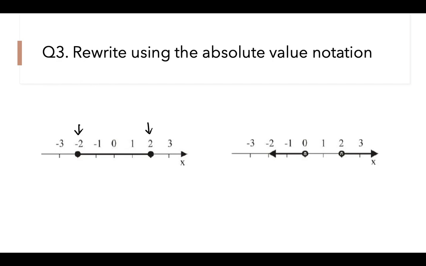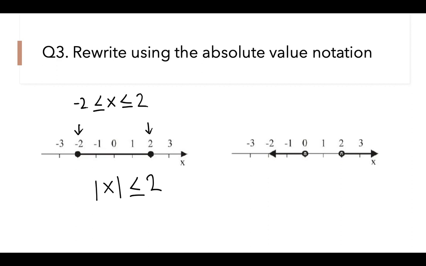So if x is in between negative 2 and 2, we say x absolute value is less than or equal to 2. So that is the absolute value notation using inequality. If I wanted to represent using inequality, then x is less than or equal to 2, but greater than or equal to -2. Okay, so those two will be the same expression.